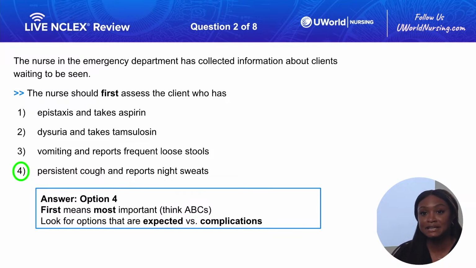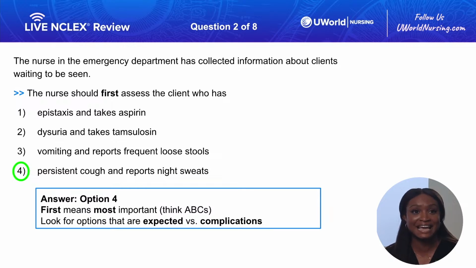Dysuria and takes tamsulosin. Clients taking tamsulosin, this is a medication to help with BPH, to relax the prostate so you can urinate. So the dysuria is expected with tamsulosin. And option 3, vomiting and reports frequent loose stools. My goodness. This is again an expected finding of what you would think with gastritis.